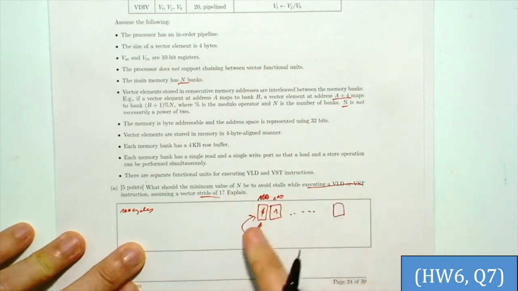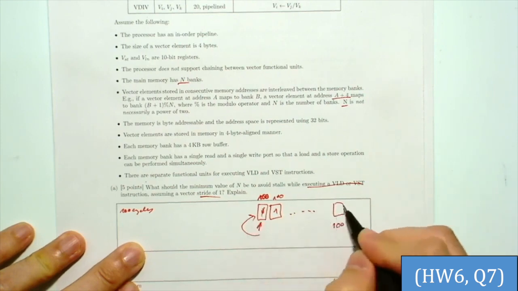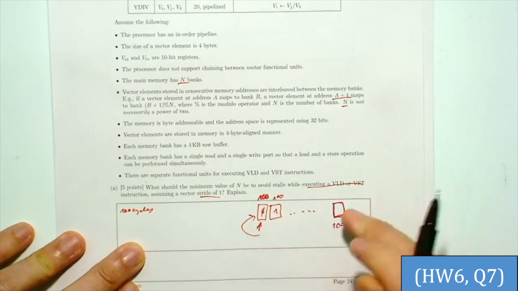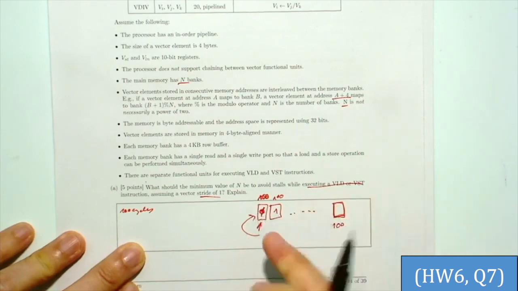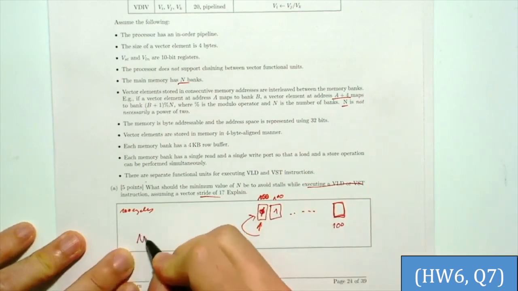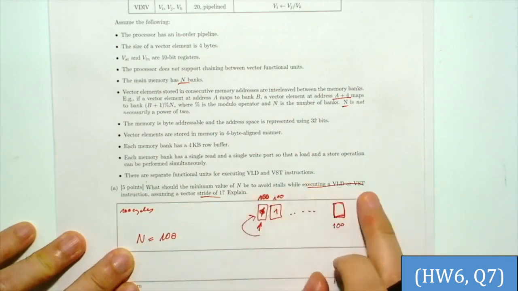So with 100 banks, we access one of them each cycle. In cycle 100, we will access the last bank, and in the next cycle, the first bank will already be done with the first load. So 100 banks is enough to avoid any stall in loads or stores.